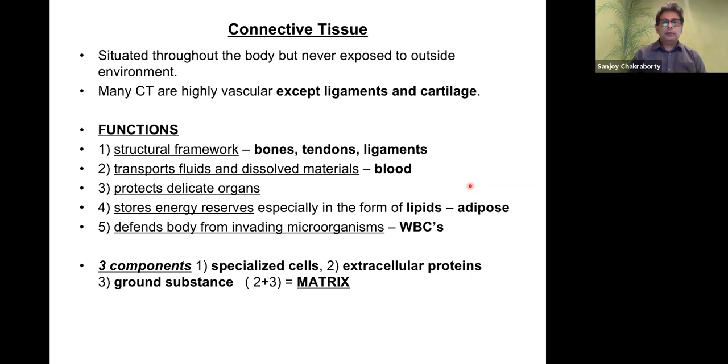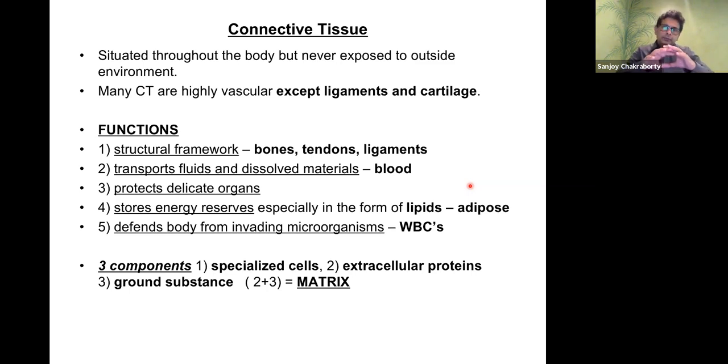They transport oxygen, carbon dioxide, all the dissolved material, like whatever the blood and lymph do, and protect delicate organs. That's a job of bone again. Stores energy reserves. Those are adipose tissue or fat tissue. Defend the body from invading microorganisms. That's cells in the blood, which are called WBC or white blood cells.